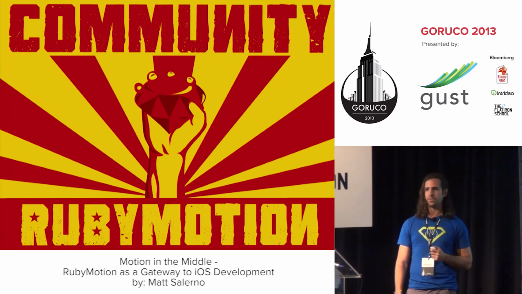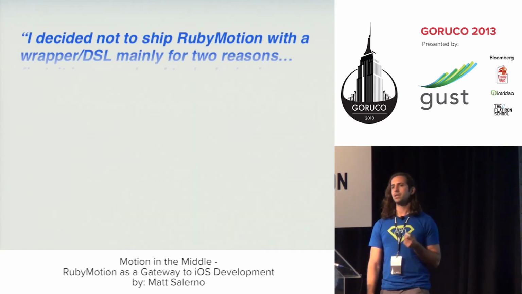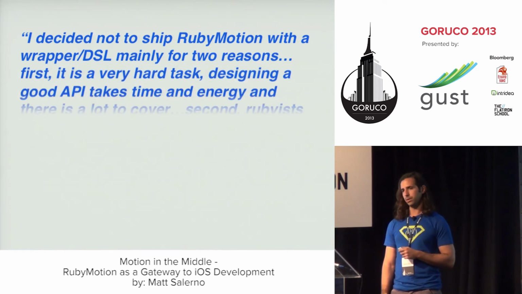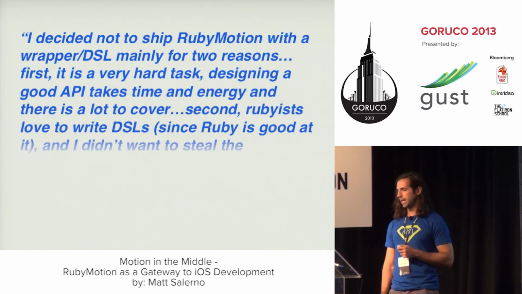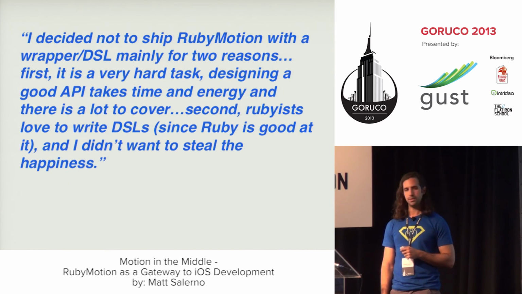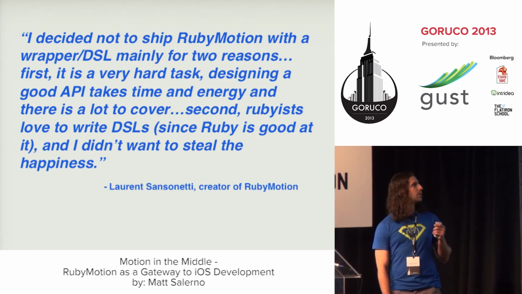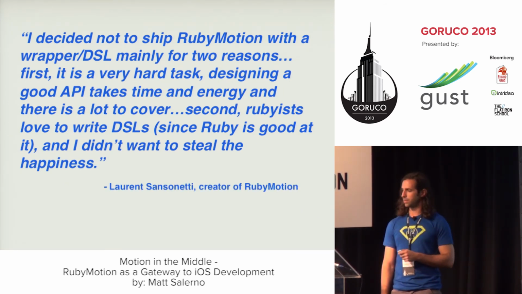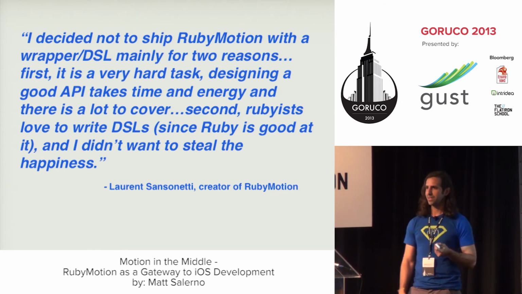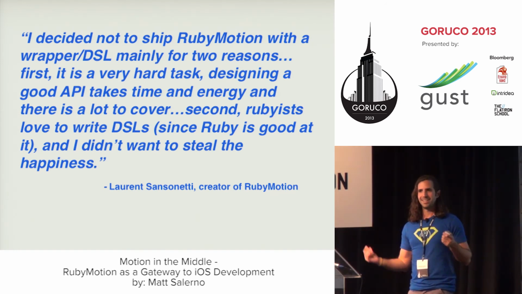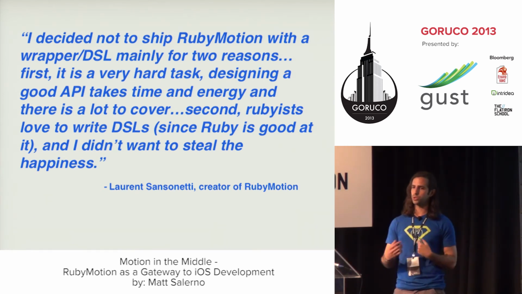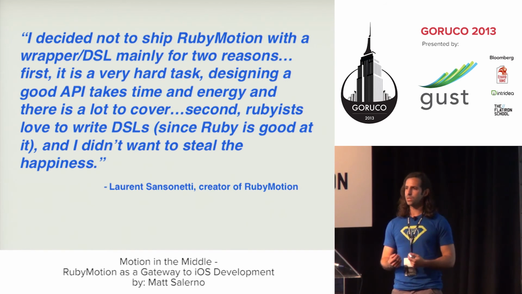I spoke to Laurent about this as well, and he said, "I decided not to ship RubyMotion with a wrapper DSL mainly for two reasons. First, it's a hard task. Designing a good API takes time and energy, and there's a lot to cover. But second, Rubyists love to write DSLs since Ruby's good at it, and I didn't want to steal the happiness." Right? He just wants us to be happy. And I think that's really great because it really does touch on what makes Rubyists happy: contributing and making things easier, more expressive, and better for the developers involved.